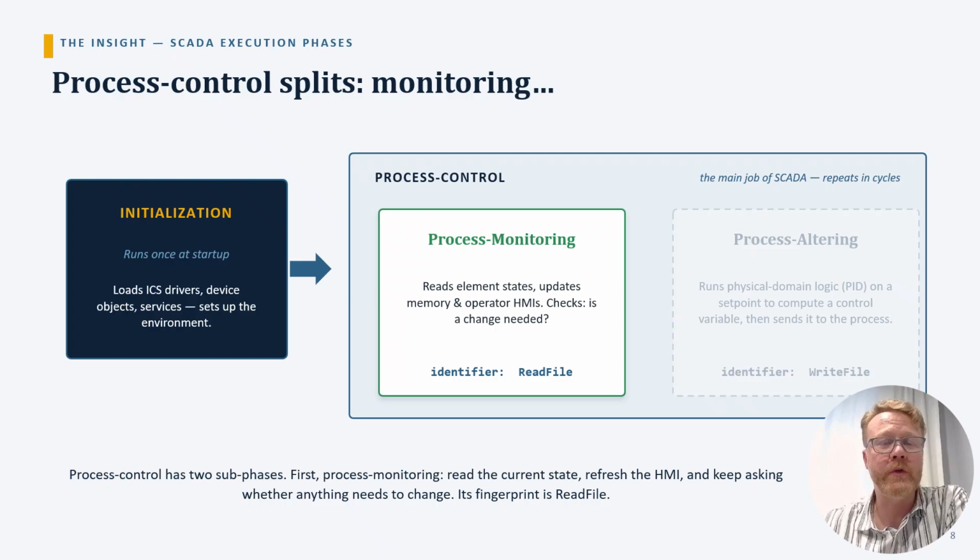So build step number 3 is process monitoring. SCADA reads the current state of every element, updates memory and the operator's HMI screens, and repeatedly asks, does anything need to change? Its signature API here is ReadFile. Think of it as reading the device state.